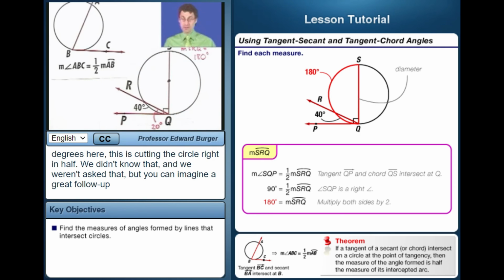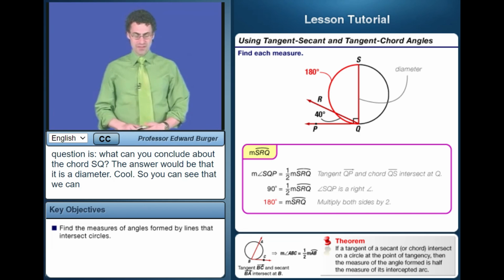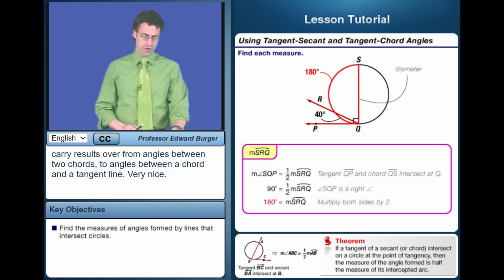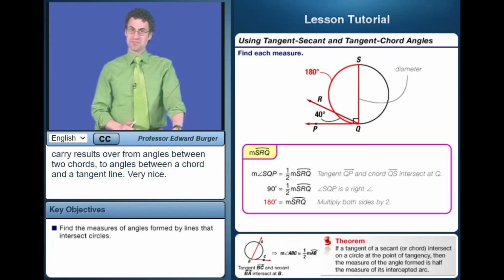Now, we didn't know that, and we weren't asked that, but you can imagine a great follow-up question is, what can you conclude about the chord SQ? The answer would be, it actually is a diameter. Cool. So you can see that we can carry results over from angles between two chords to angles between a chord and a tangent line. Very nice.